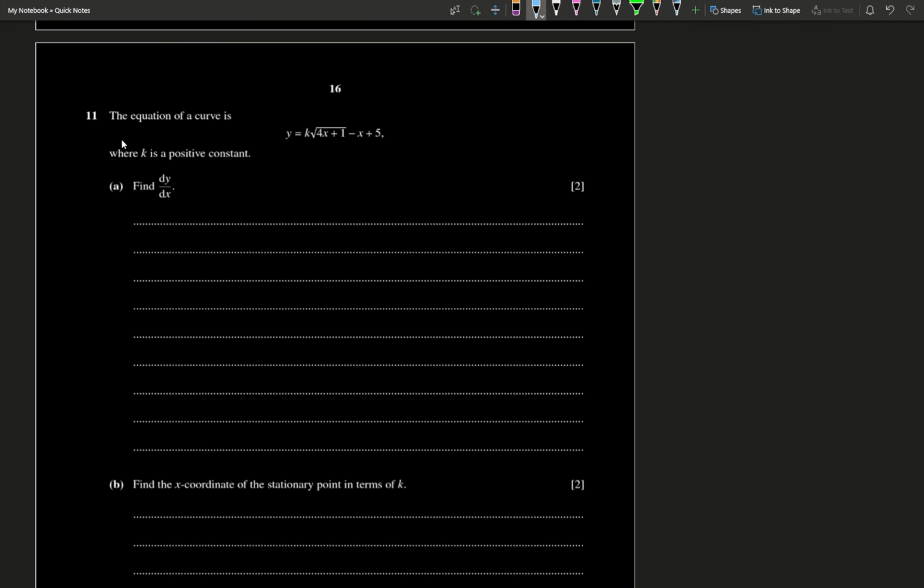The equation of a curve is y is equal to k multiplied by the square root of 4x plus 1, minus x plus 5, where k is a positive constant. For part A, it says find dy by dx. Let's write y again, but replace the square root with the power of a half: y is equal to k times 4x plus 1 raised to the power of a half, minus x plus 5.